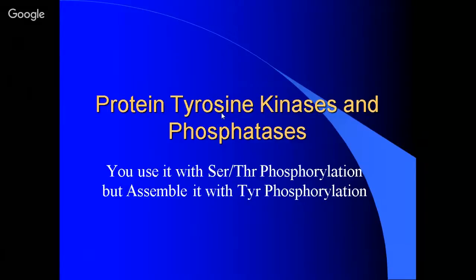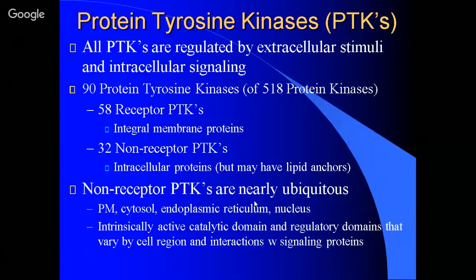That's what the tyrosine kinase system is about. The tyrosine kinase system has to do with all these things: proliferation, migration, cell-cell interaction. Even though they only make up 2% of the bulk of phosphorylation kinases, they are incredibly important for the development of the nervous system, and of course of much greater importance in utero and in childhood. So that's what I said. You use the nervous system with serine threonine phosphorylation, but you assemble the system with tyrosine. So let's look at the tyrosine system.